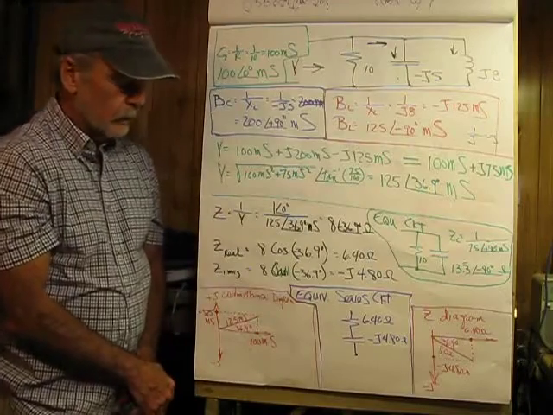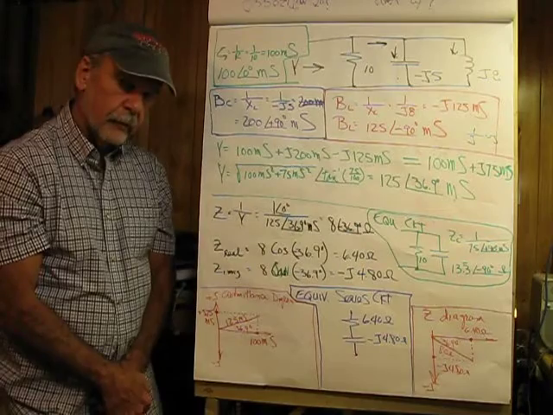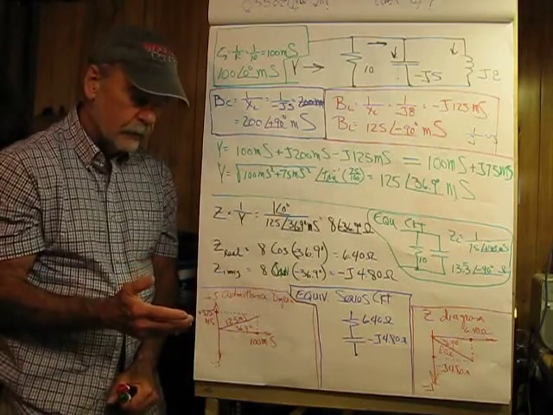So an admittance diagram is very similar to an impedance diagram. The only thing you've got to be very careful of is the sign of the J values.